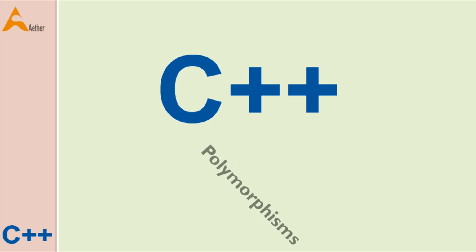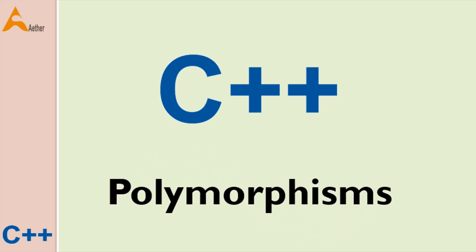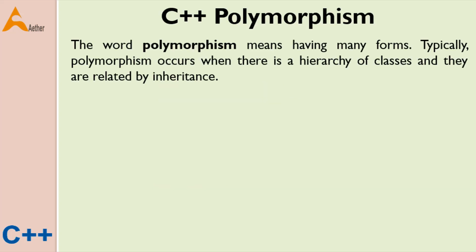In this session we will learn about polymorphism in C++. The word polymorphism means having many forms. Typically, polymorphism occurs when there is a hierarchy of classes and they are related by inheritance. The term polymorphism is the combination of poly plus morphs, which means many forms. It is a Greek word.